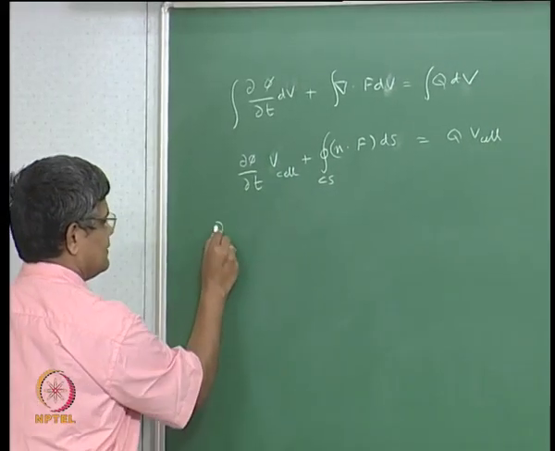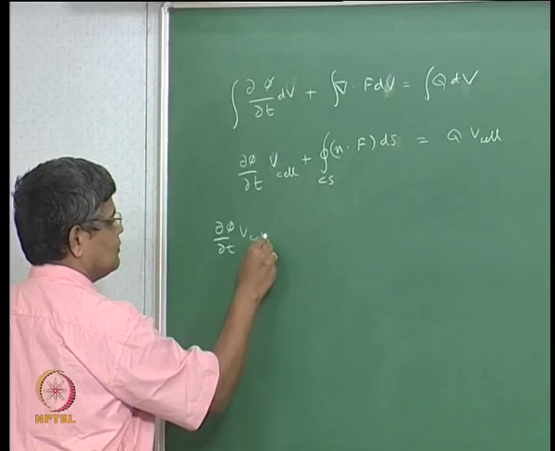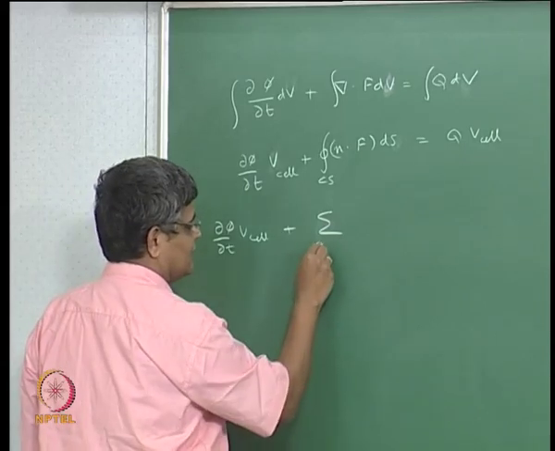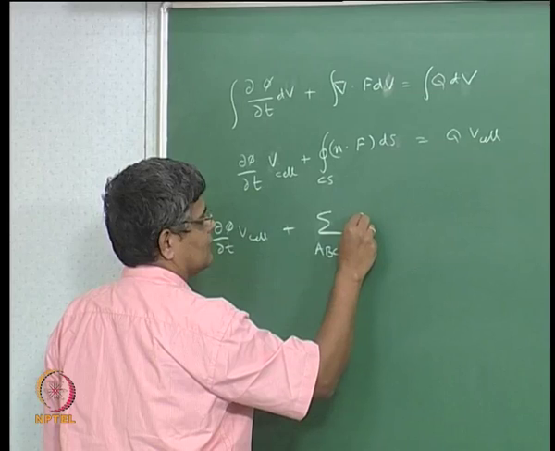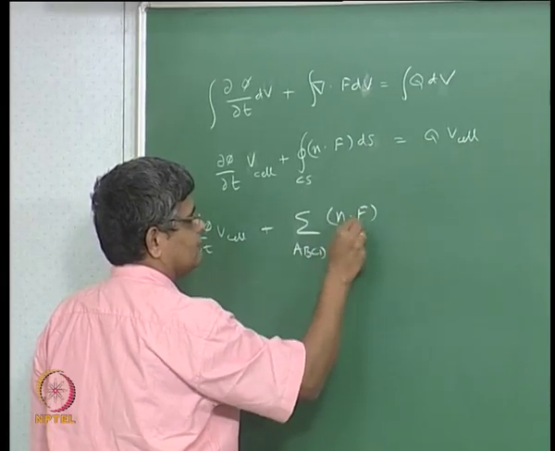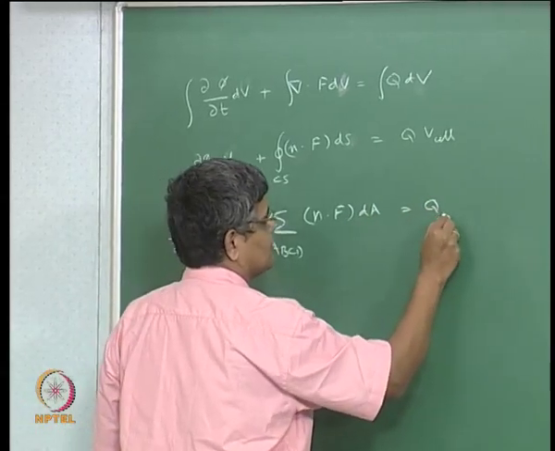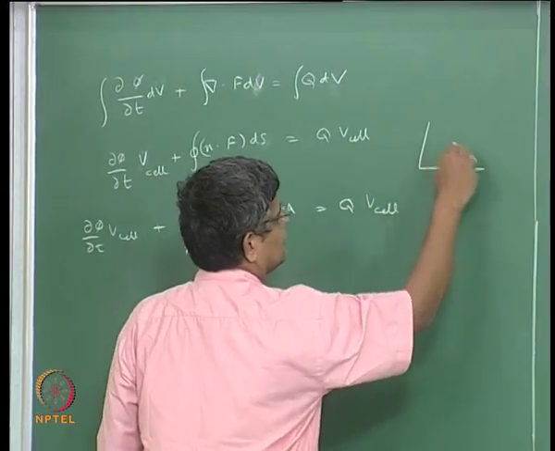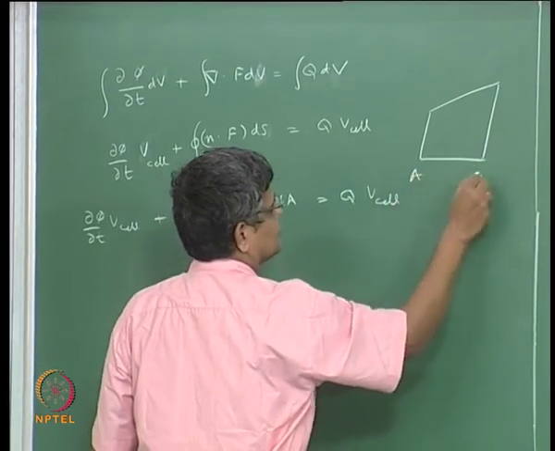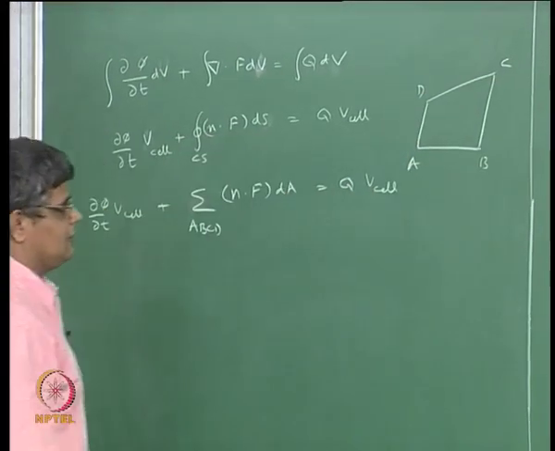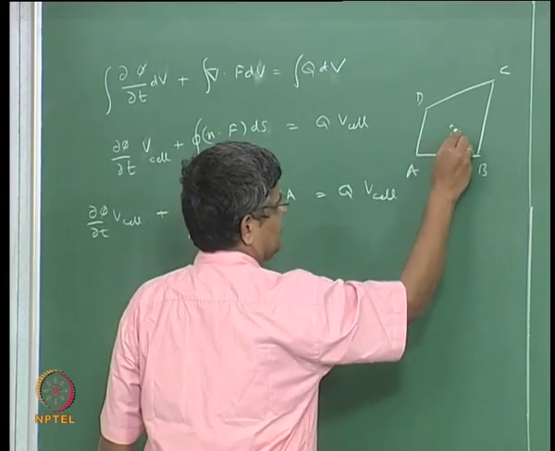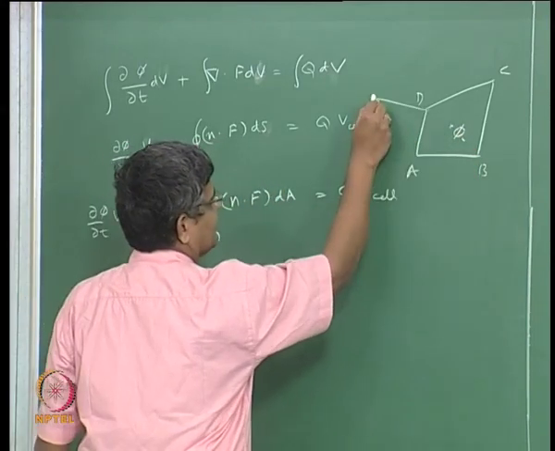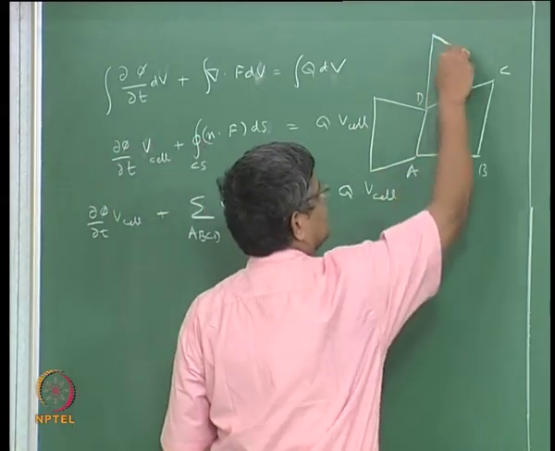So this we evaluate as dou phi by dou t times the volume of the cell, plus the sum over, for example, the sides A, B, C, D of n dot f dA, equal to q times the volume of the cell. And this may be our cell here with the value of phi I given there, with some other cell adjacent to this, some other cell here.